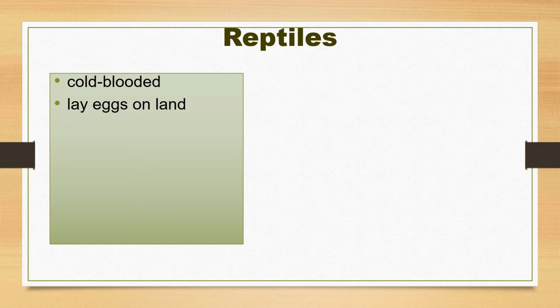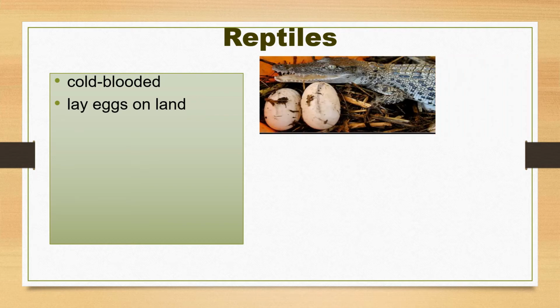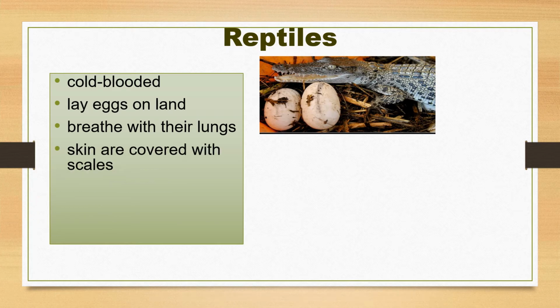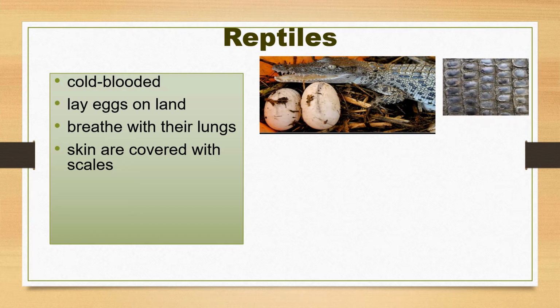Reptiles also lay eggs on land. For example, you have crocodile, snake also. Reptiles also breathe with their lungs. What else? Their skin is covered with scales. So we have here the body of a crocodile or an alligator, wherein you can easily see the scales. We have also snakes.